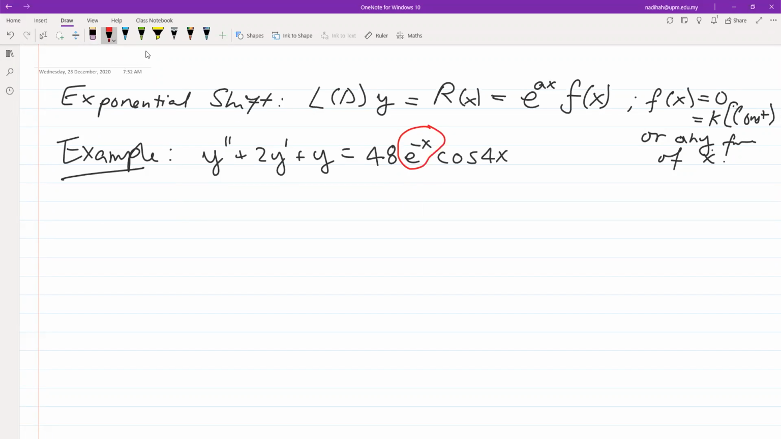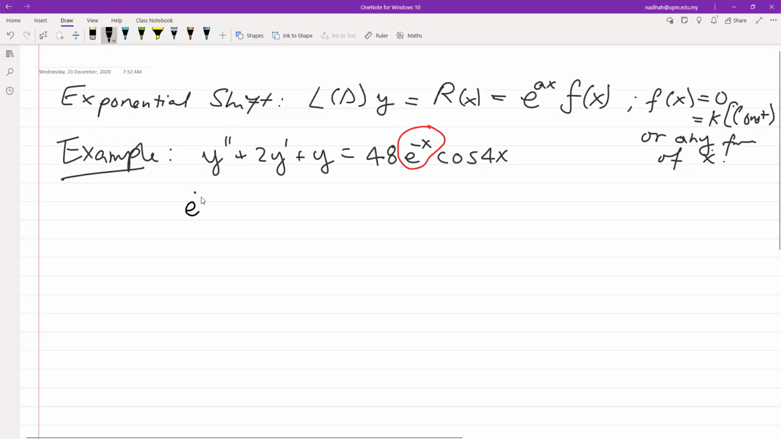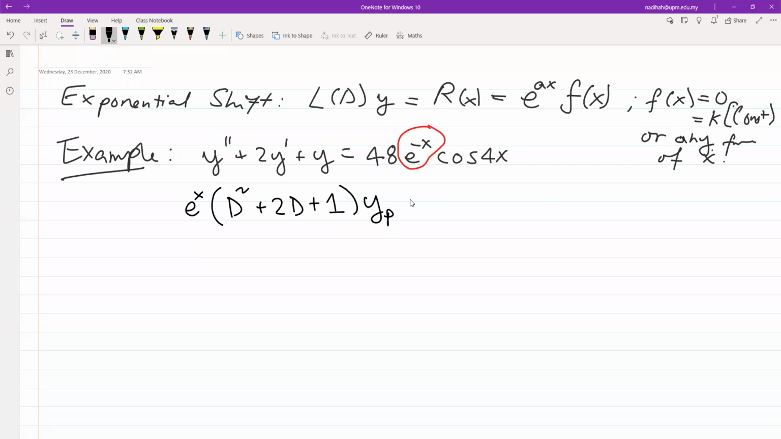Okay, so how do we do it? We write it in the form of linear derivatives, linear operator. We have something like e to the x times (d squared plus 2d plus 1) of y particular equals 48 cosine 4x.